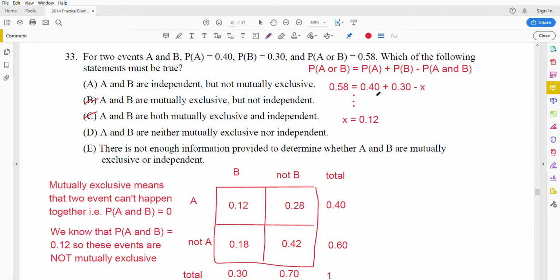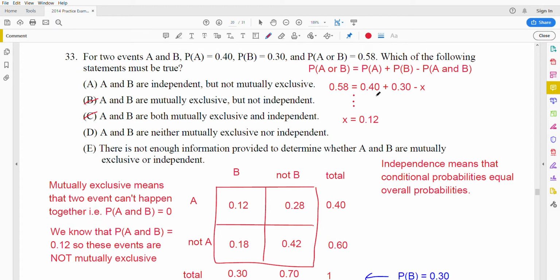Now the other term in this problem is about independence. Independence means that the conditional probabilities are going to be equal to the overall probabilities. So I think the formula is like the probability of B given A is the same as the overall probability of B. So let's do some quick calculations to see whether the conditional probability would be equal to the overall probability. If we look at the bottom row, we can say that the overall probability of B is 30%, right? 0.30 divided by 1. So that's the overall probability.